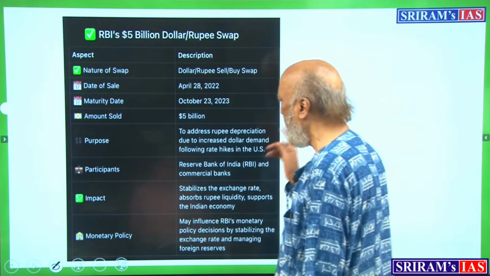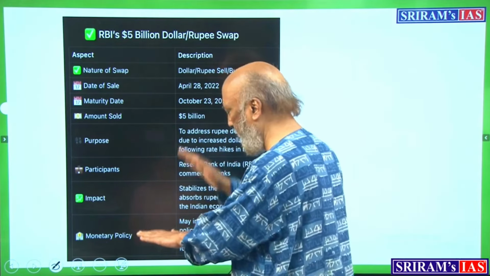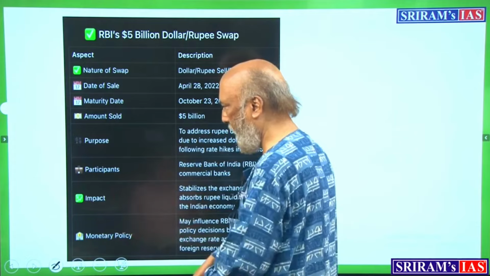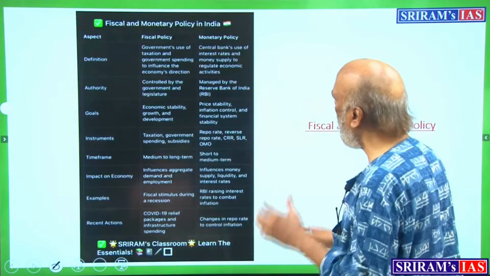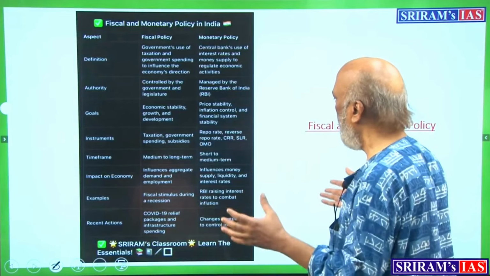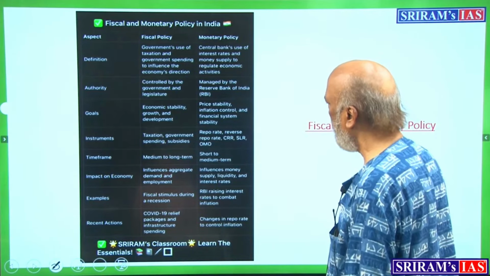Dharmendra ji, right at the outset you had shown a graphic, a fiscal and monetary policy comparison table. Yeah, let's see that now. Now that we know the monetary, now that we know the fiscal, let's compare the two. See what it's all about.